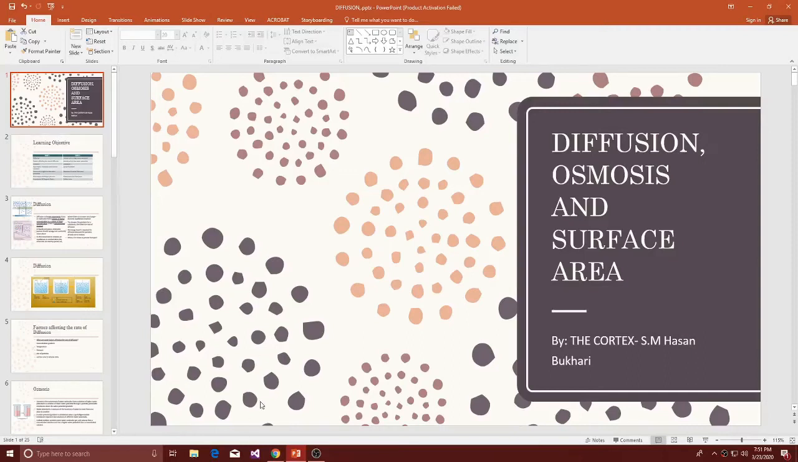This is the Cortex and today we will be continuing with IGCSE CAIE biology, and the chapter is diffusion and osmosis and surface area. In this topic we will be covering active transport as well.